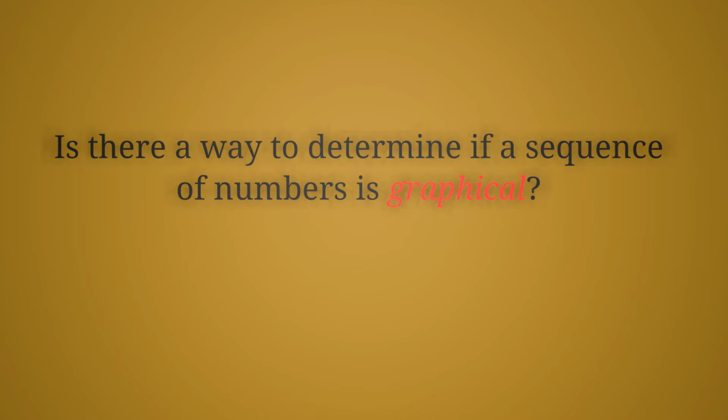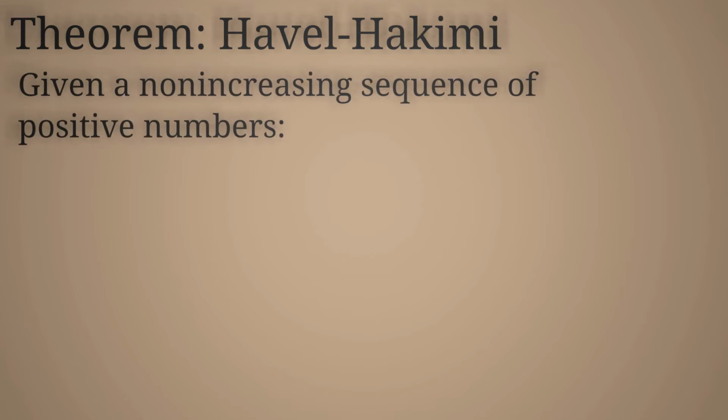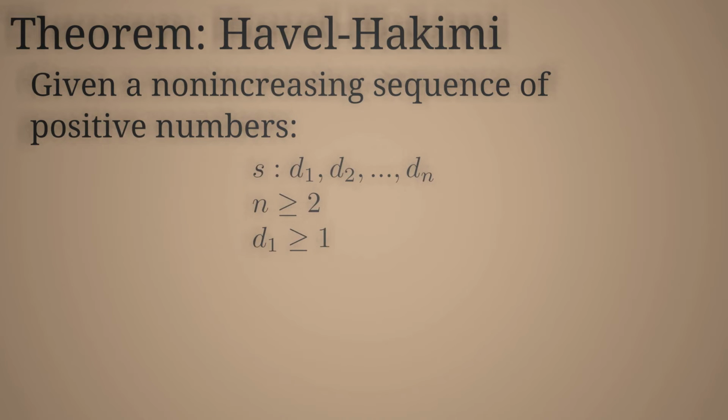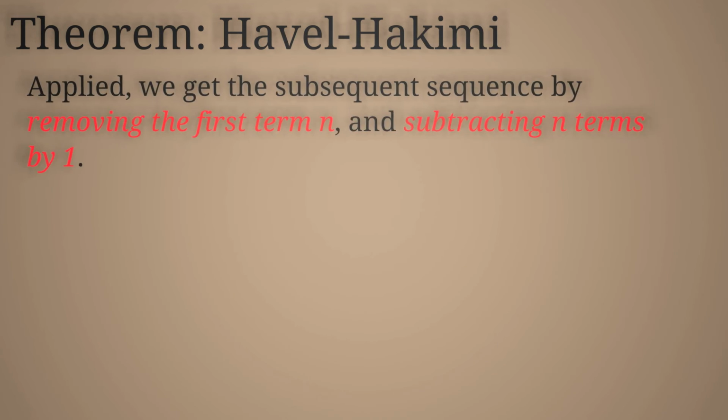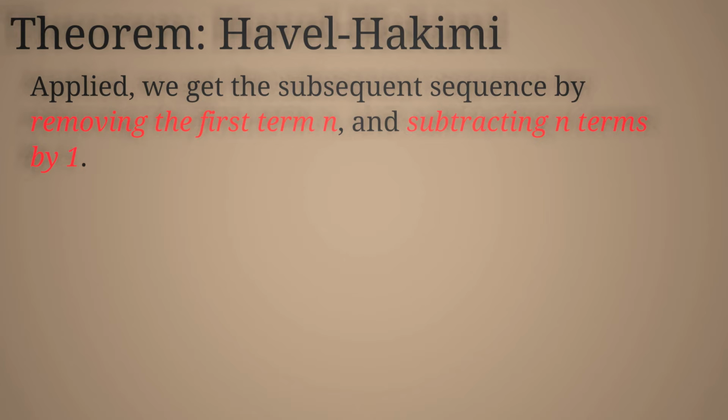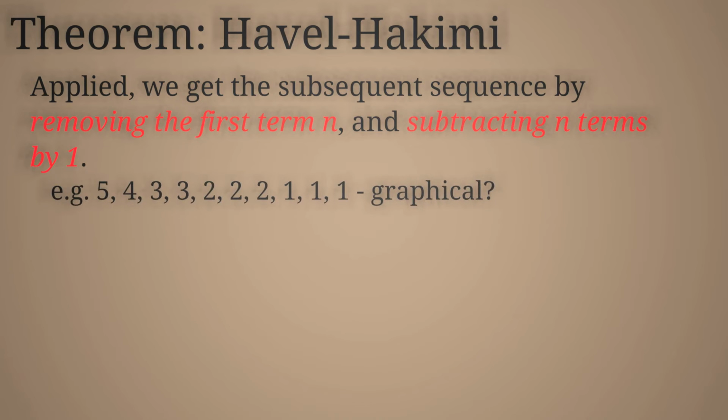For this predicament, we will use the Havel-Hakimi algorithm. The theorem statement of the Havel-Hakimi algorithm goes as follows. Given a non-increasing sequence of non-negative numbers, d sub 1, d sub 2, all the way to d sub n, and given that the first number is less than or equal to n minus 1, the sequence is graphical if and only if the subsequent sequence is also graphical. In other words, given a sequence of numbers, we subtract 1 from the following d sub 1 numbers, and we remove the first number in the sequence.